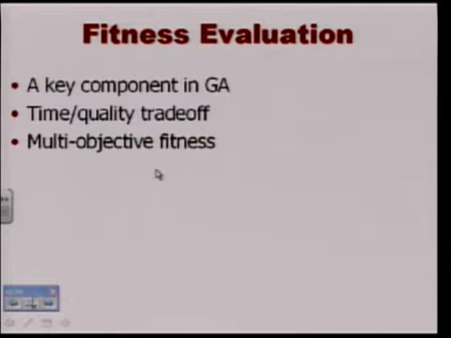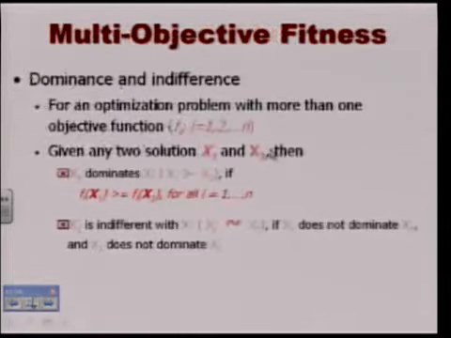One important aspect is how you are going to evaluate the fitness function. Sometimes even this can be a very difficult task because some objective functions may be very complex. And sometimes you may have multi-objective fitness, and you may have to make a trade-off between how much time you spend and what quality you get. And you may not want to exactly evaluate the objective function, but try to get just a rough idea of which one is better.